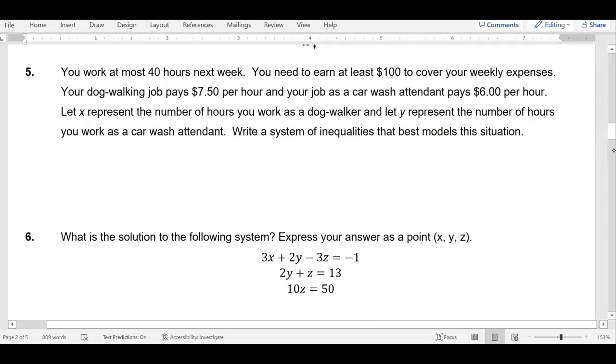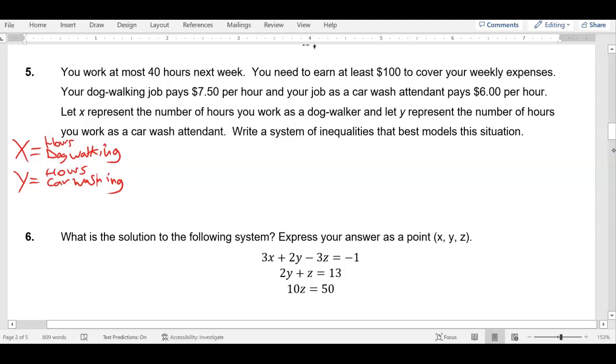You work at most 40 hours next week. You need to earn at least $100 to cover your weekly expenses. Okay. So your dog walking company, let's say X is hours dog walking, and your job is a car wash attendant. So we'll say Y is hours car washing. Okay. This is what we did yesterday. We need to make a system of inequalities.